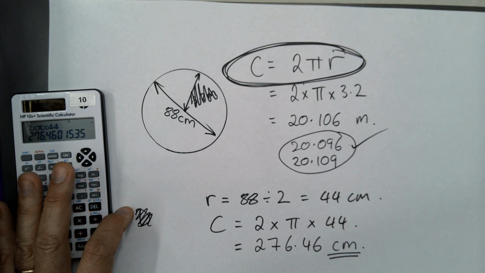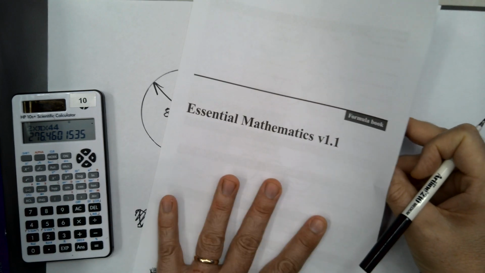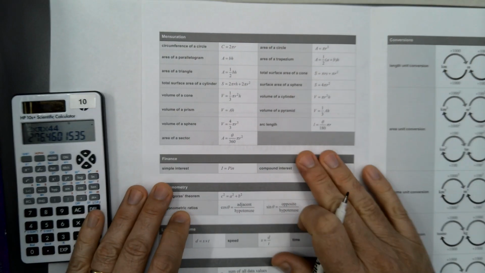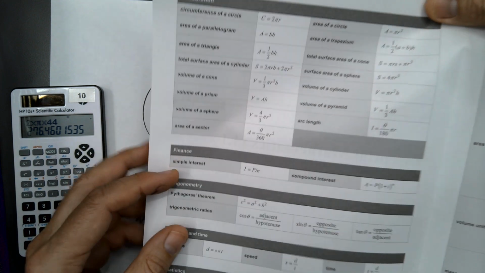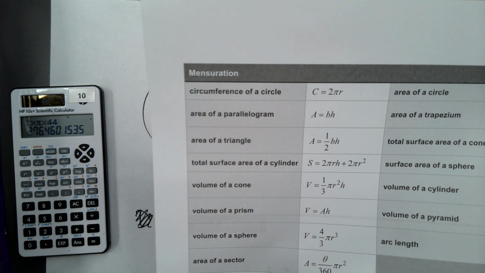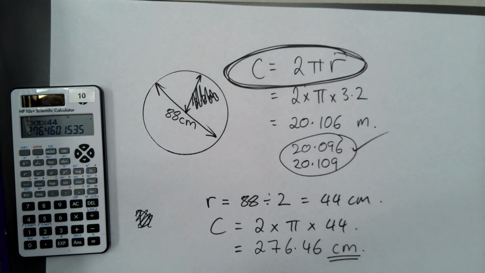Now, as far as where you find it on the formula sheet, this is the formula sheet you're going to get in the exam. Turn it over, right there at the top: circumference of a circle, C equals 2 pi r. Alrighty, off you go.